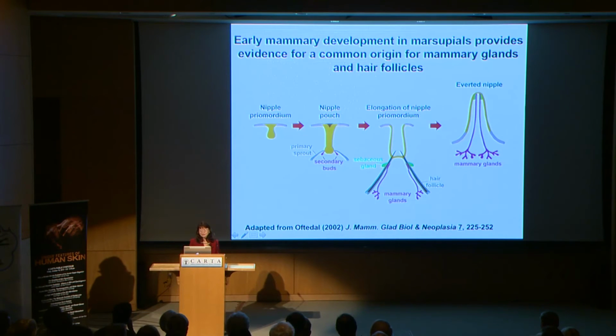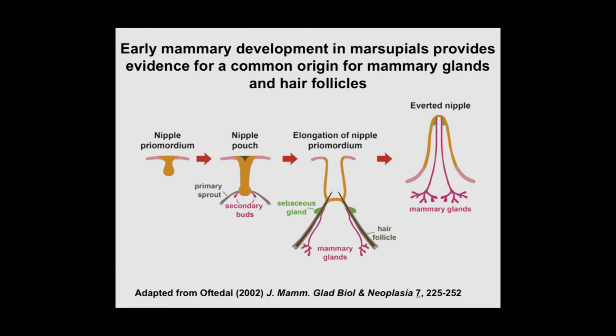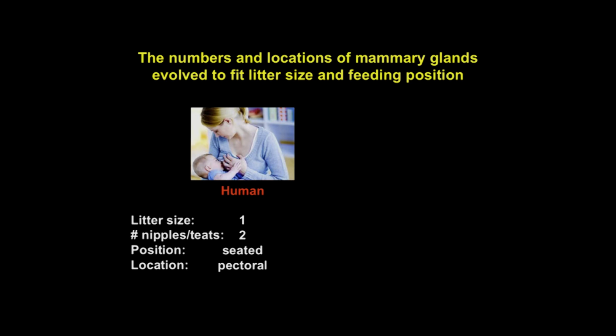So this common development of these different types of organs in the same structure really provides support for the idea that these things may have co-evolved. So, of course, the numbers and locations of mammary glands have evolved to fit the litter size and feeding position. So in humans, we generally have one baby and we have two mammary glands. We usually hold our babies to our chest, and that's where the mammary glands are located.